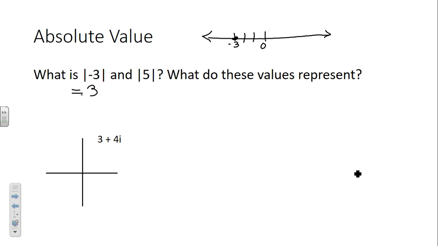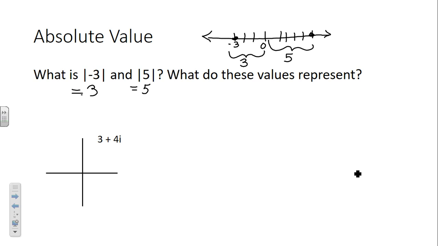Is this the same distance from 0? Yes, it's the distance from 0. We never talk about distance as being negative, right? So it has a distance of 3 from 0. So far, so good? So what was the absolute value of 5 then? 5, because it's 5 away from 0 on the number line, right?